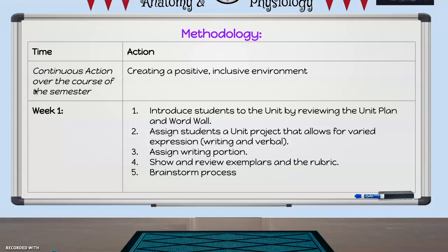The last portion of week 1 is having students brainstorm their thoughts through graphic organizers, outlines, or any means that best supports their specific learning style. And then throughout week 1, I will also be recording my observations as well as collecting their brainstorm activity.